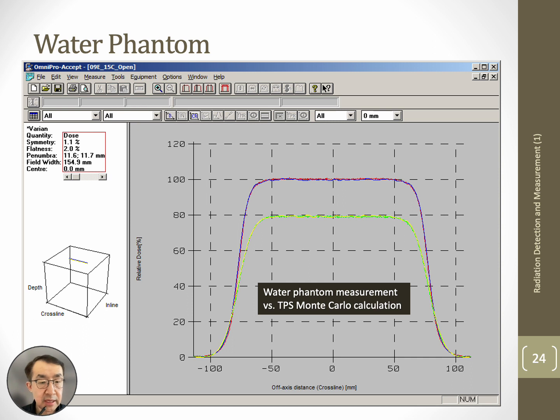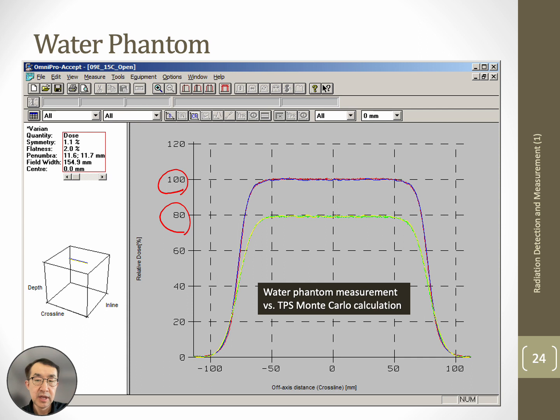In this example, this is a profile across at different depth. I'm not sure exactly what depth I measured this, but it is normalized to the Dmax. So this is 100. So this is Dmax, and it is actually depth of D80, right, R80. Again, it's hard to tell which one is which, but measurement versus calculation, they are right on top of each other.